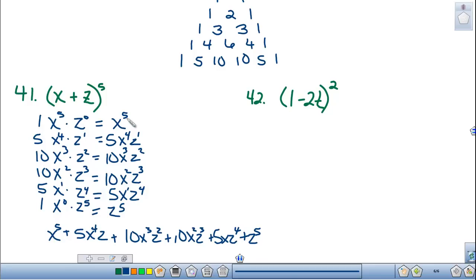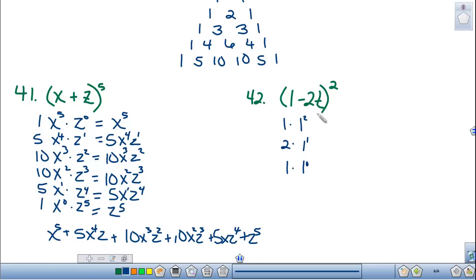Next, we're going to do number 42 in like manner. Now, I'm going to admit that this would be much easier to do just by multiplying it out. But just to practice this pattern, let's go ahead and look for the row with a 2 in it. So that's going to be 1, 2, 1. I'm going to write this down: 1, 2, 1. And again, I'm going to start with this one, and that's going to be 1 squared times 1 to the first times 1 to the 0, and you can see that's all going to equal 1 as well.